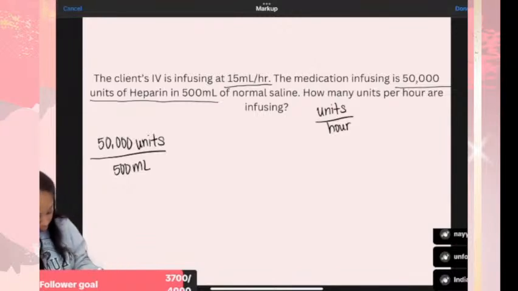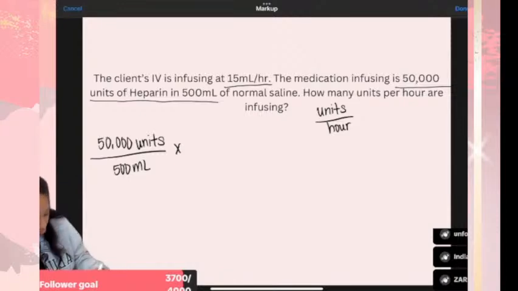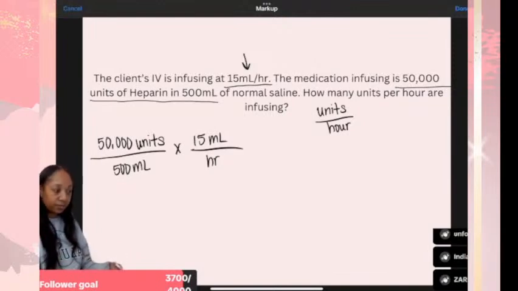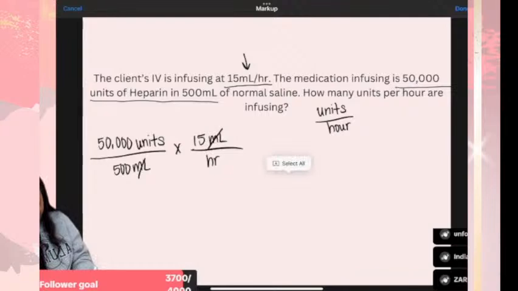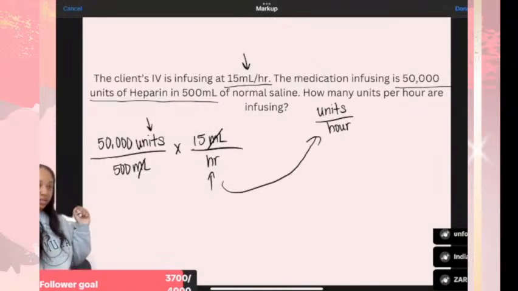All right, so now we have milliliters at the bottom. So what do we need at the top? Milliliters. We want the milliliters to cross out. So 15, so we'll go here, 15 milliliters an hour. Okay, so what are we left with? If we cross out, we have units over hour, and that's what it's asking for. So that was an easy setup.